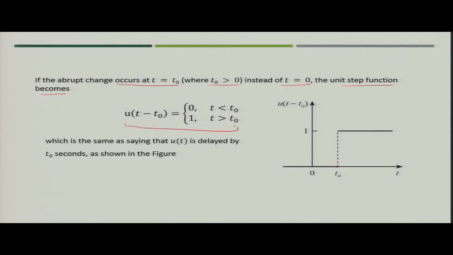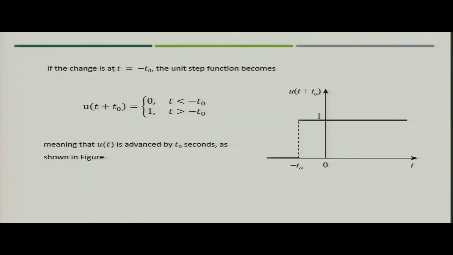That is why it is shown as a dotted line. How will you represent it mathematically? You will say u(t minus t naught) is equal to 0 when t is less than t naught, and the value of the unit step function is 1 when t is greater than t naught. In this case we can say that the unit step is delayed by t naught seconds, because it is not starting from 0, it is starting at some time t naught.